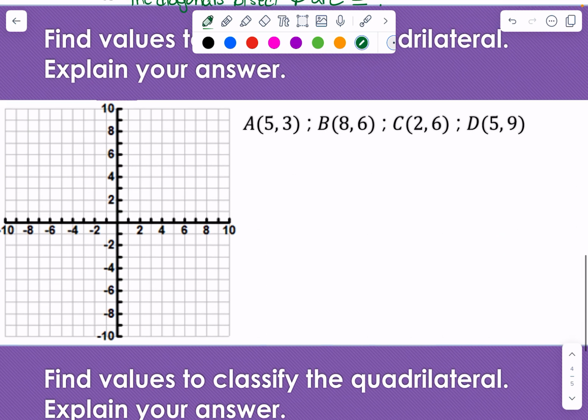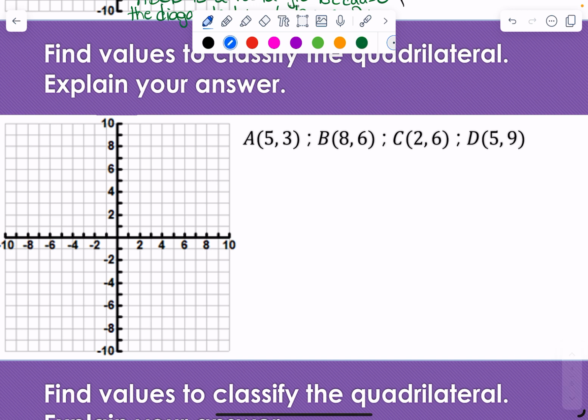Let's try another one here. So again, we're going to start off and plot them first. So I'm going to go over here, 5, 1, 2, 3. B, I have 8, 6. C is at 2, 6. And D is at 5, 9. And I'm going to connect those. I'm going to figure out which combination they are going to be. So I have AD and BC.